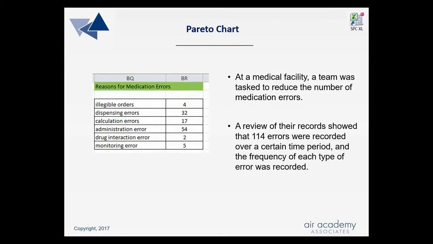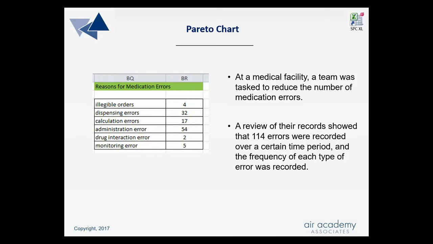So let's take an example of a team that was tasked to reduce the number of medication errors. They reviewed their records over a certain period of time, and they showed that 114 errors were recorded, and the frequency of each type of error was recorded. These are errors or reasons for the medication errors.